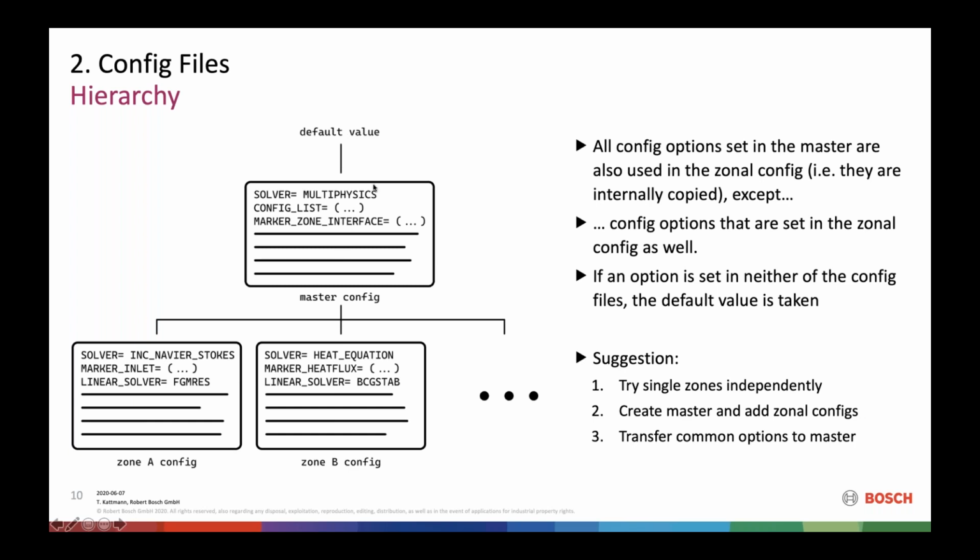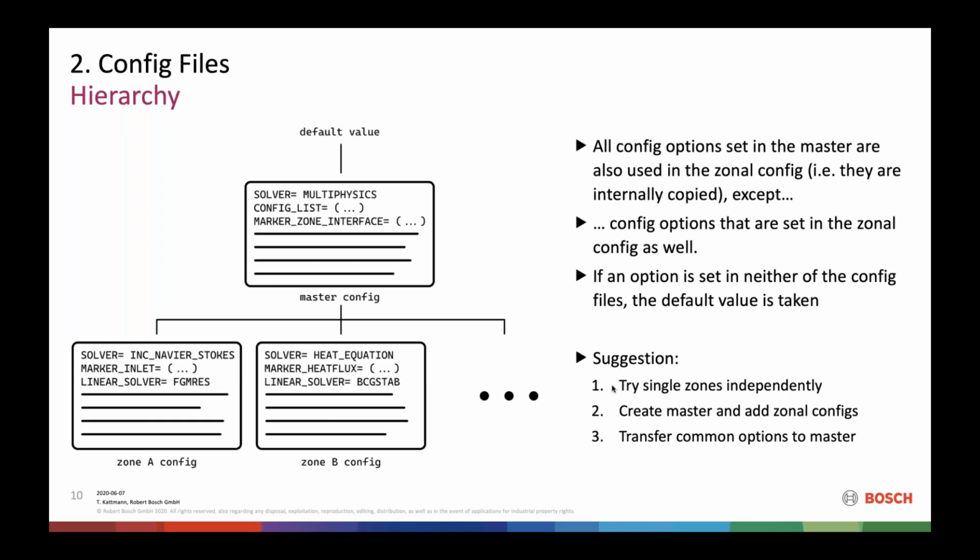And on the next slide, we will take care about what options have to be used in the master and in the zonal. But one suggestion from my side ahead: I think it is reasonable to first try all single zone simulations independent. So you take a config file, you take your mesh, and you just try to get it to run. Therefore, of course, you need to have your interfaces applied with some arbitrary marker that kind of makes sense.